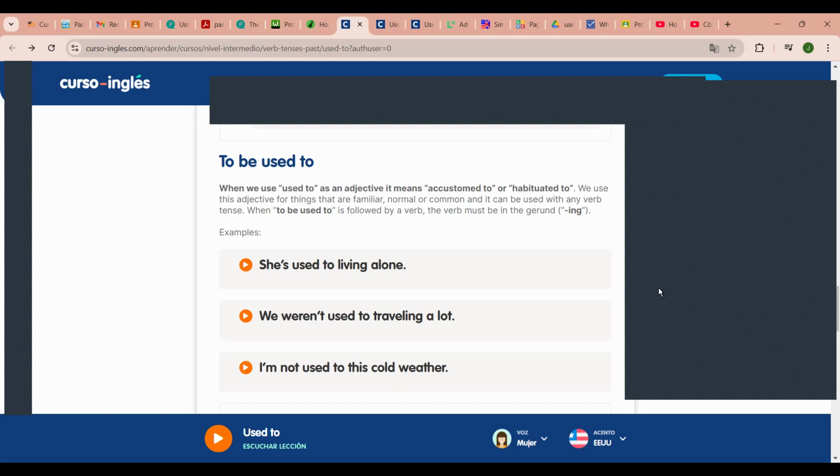Yes. She's used to living alone. We weren't used to traveling a lot. I'm not used to this cold weather. All right. All of these things are describing either the girl here.